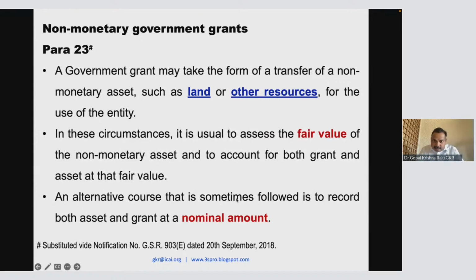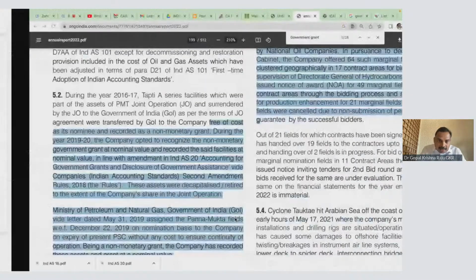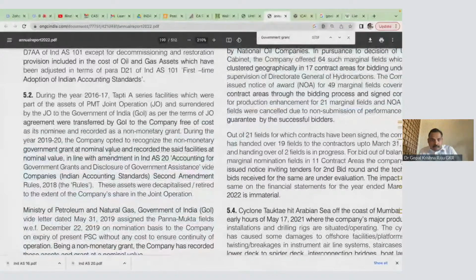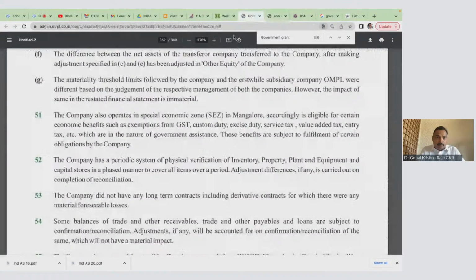An alternative is sometimes followed to record both asset and grant at a nominal amount. Now, in this case, have they recorded at fair value or nominal amount? So they have recorded at nominal amount. So same is the case even with MRPL also.